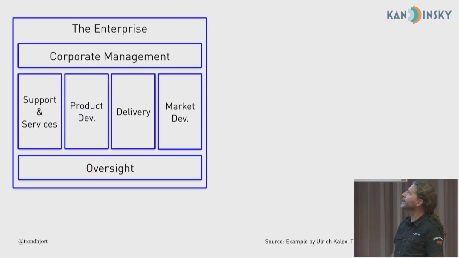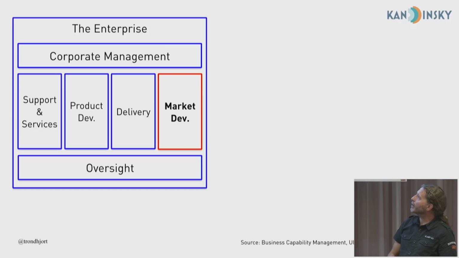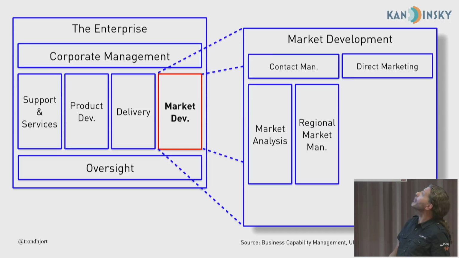So you have a capability that works across, something you need to run the business. This is HR and all that stuff. And you have support services. You have product development, for example. You have delivery. You have market development and oversight. I don't know what he meant by oversight, but probably monitoring, something like that. And then you can pick one and break it down one level more. In market development, you have contract management, direct marketing, market analysis, and so on and so on.